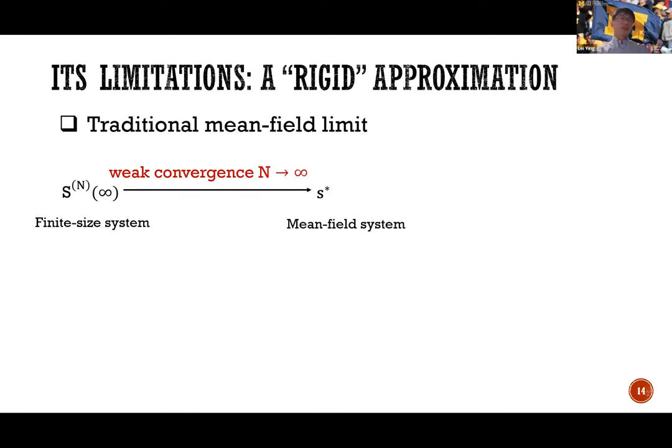The second limitation, I think in some sense even more serious than the first one, is that by using this traditional mean field limit, we are basically using the limiting system, which becomes a dynamical system, to approximate the original system, and that approximation is quite rigid. What does that mean? It means we have a finite size system with size n, and we have the mean field limit, which is the case when n goes to infinity.